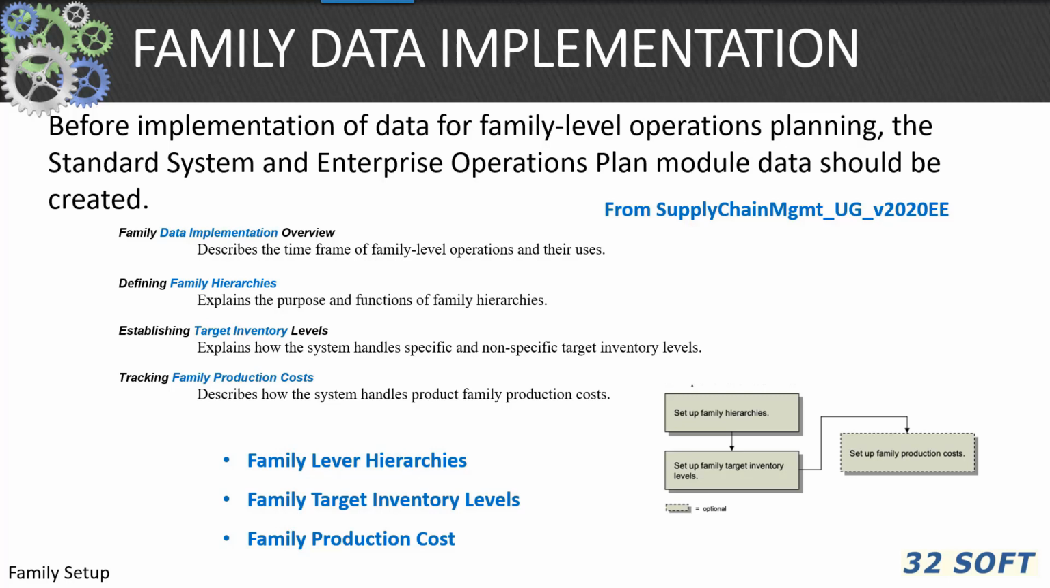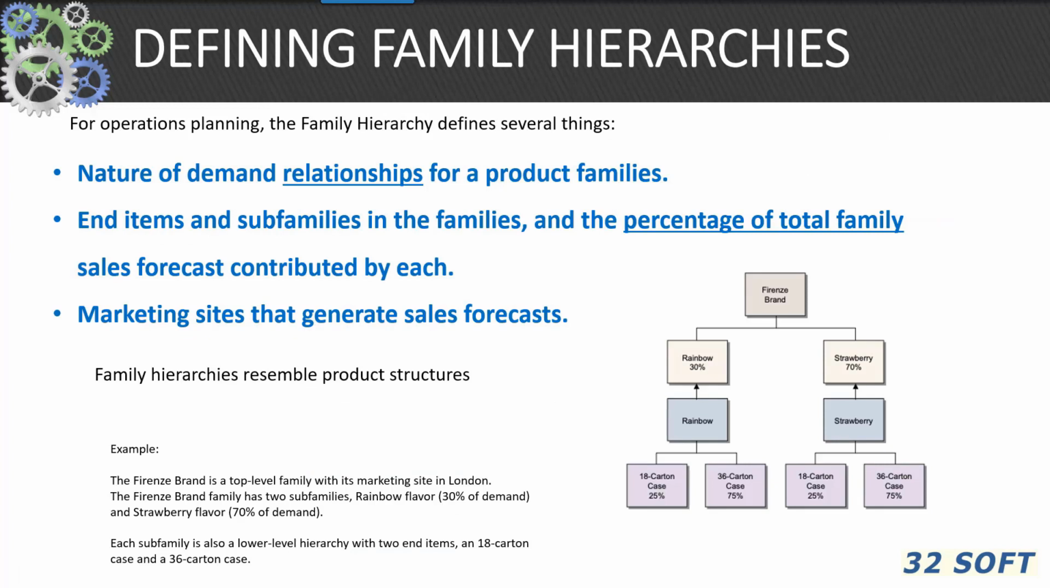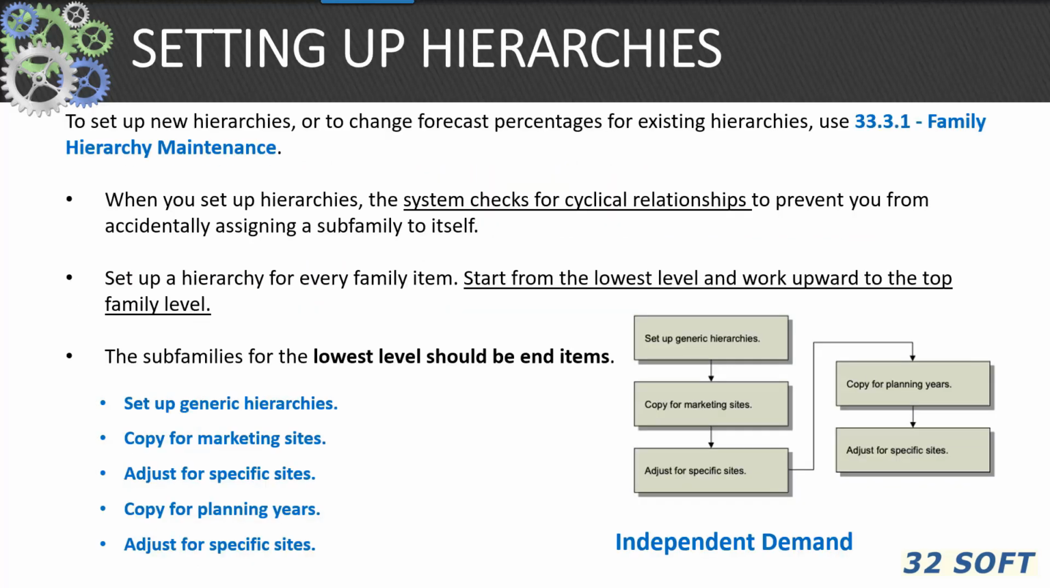If you look here from the supply chain management user guide, you can see the setup of family data, defining hierarchies, establishing target inventory, and product costs. For operations planning, family archives or family hierarchies define several things: the nature of the demand relationships for product families and sub-family end items, percentage of total families forecast, and which marketing sites generate sales forecasts.